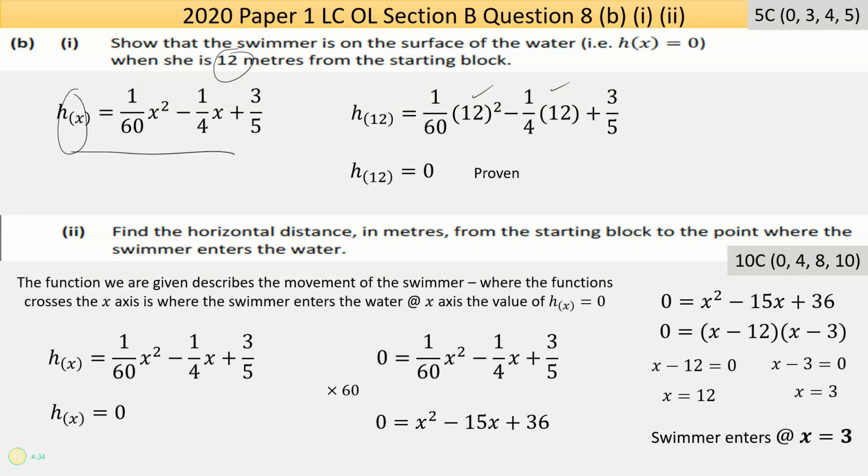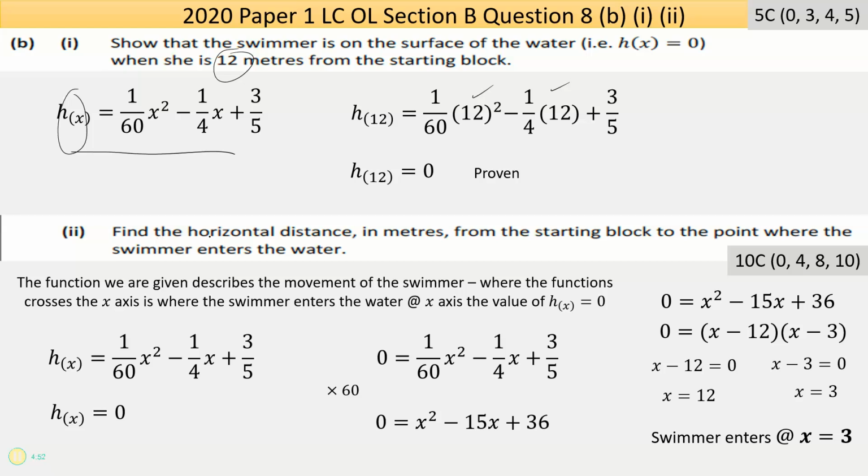Now, if you don't know what else to do, you could have put this whole thing equal to 0 and solved it, and got two answers. That maybe would have been a roundabout way of doing it. We're going to have to do that in the next part, so it's much of a muchness.